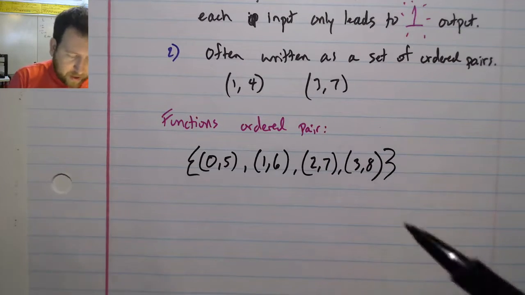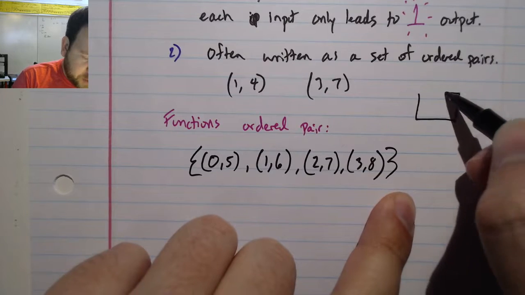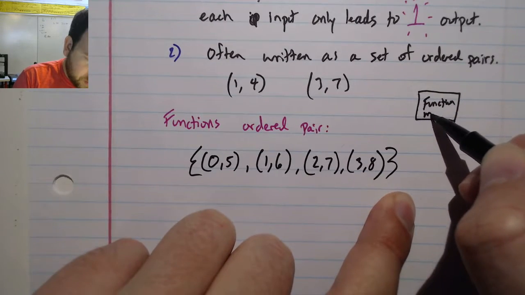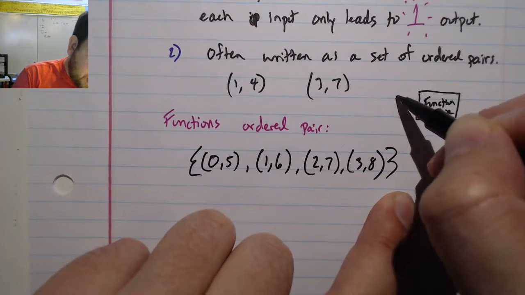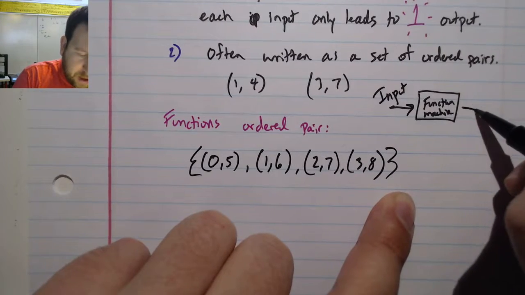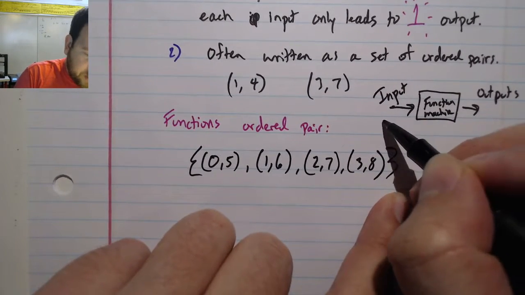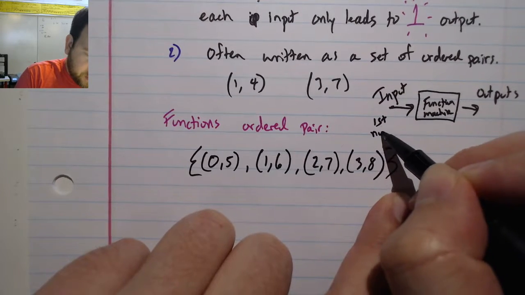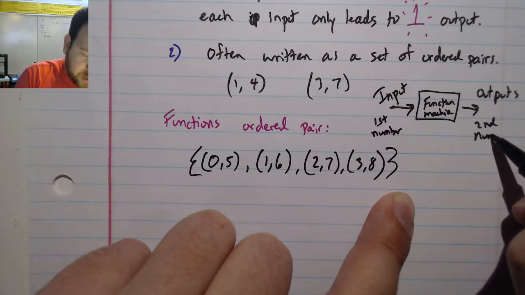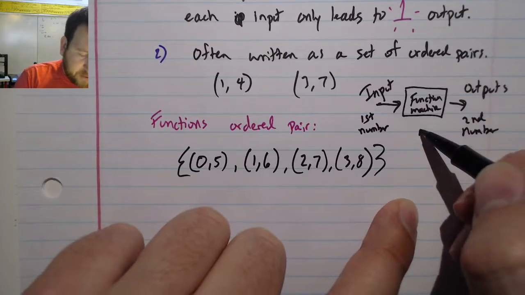And you can see here that you can think of a function like a function machine, right? So there's a little machine. Inputs go in and outputs come out. Our input is the first number, and this is our second number. And within the function machine, something happens to the number.